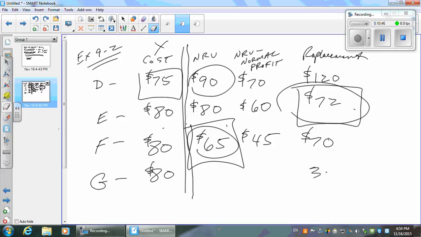Sales price is 90, 90 minus 25 selling expenses is 25. That's 65. Oh, I got 35 on my book here. Oh, just a second, that's 65, and then what would we subtract from that? Normal profit of 20, and we get 45, right, for G, right?